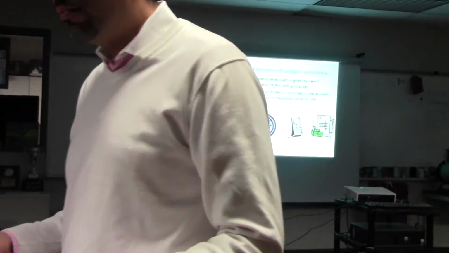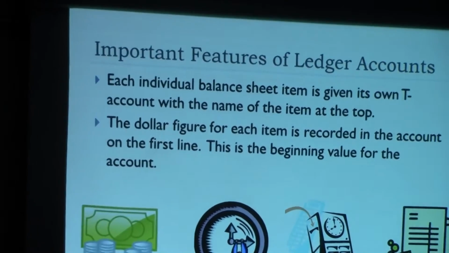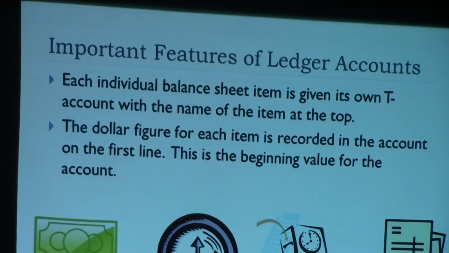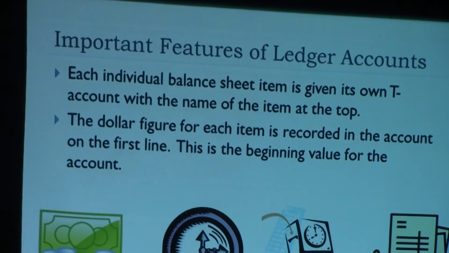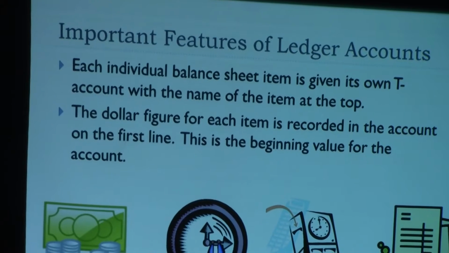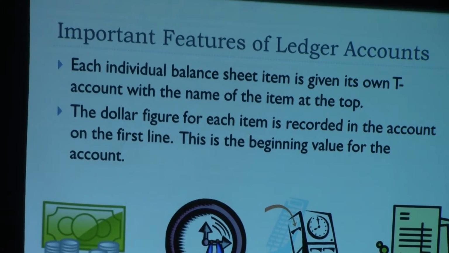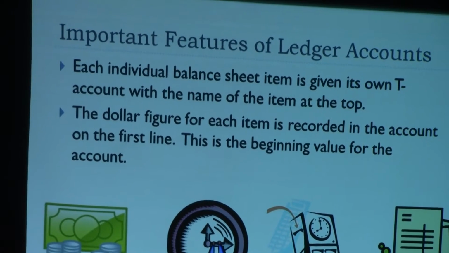There's no such thing. It just means that it's on one side of the T account or the other. So some of the important features of ledger accounts, we talked briefly about it already. Each individual balance sheet item is given its own T account with the name of the item at the top. So I showed you an example earlier, like the cash account. The dollar figure for each item is recorded in the account on the first line. This is the beginning value for the account.